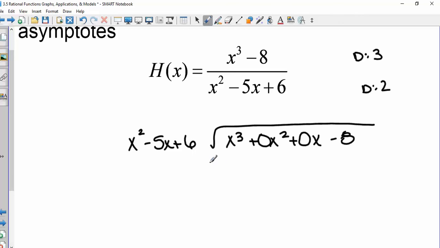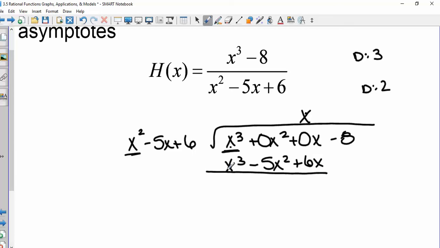Okay, so remember, we don't have to do everything. We just have to get the equation of our line. So you start with divide. What is x cubed divided by x? X. Then you multiply. So you take x times all of this. So x times x squared is x cubed. Minus 5x times x is 5x squared. 6 times x is 6x.